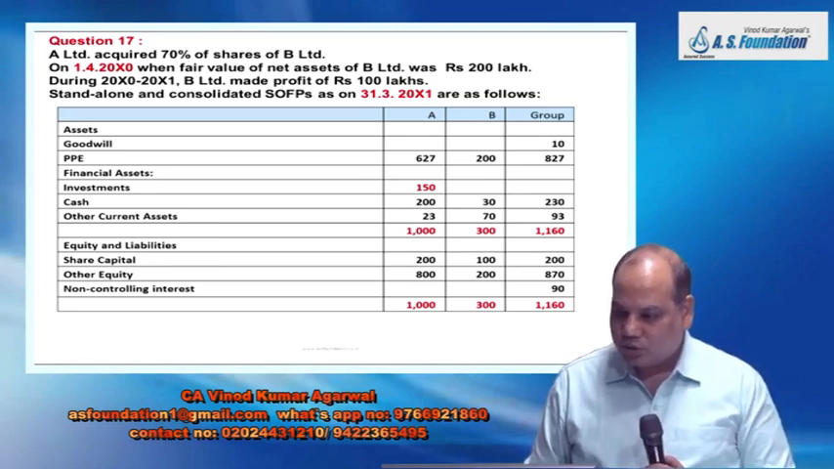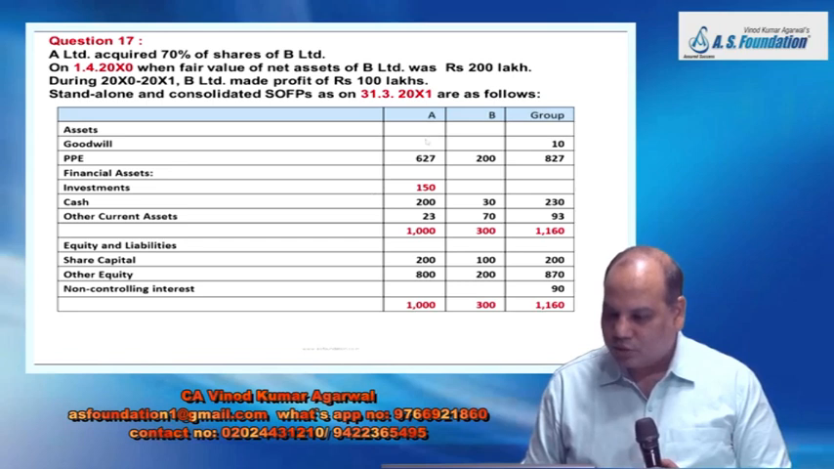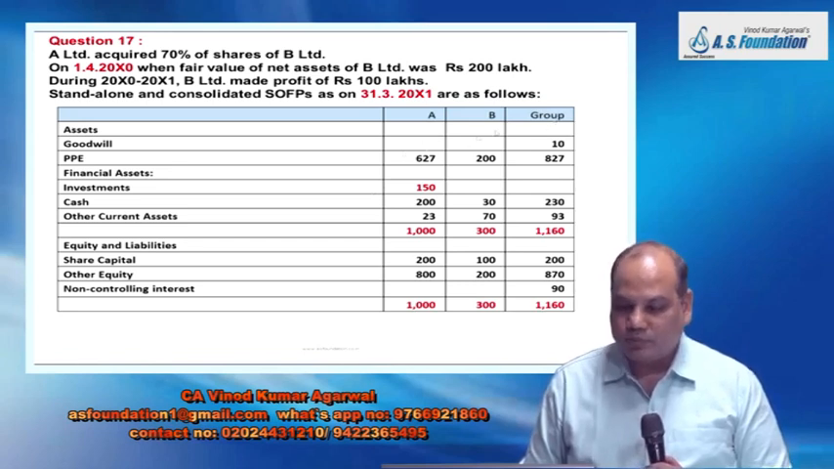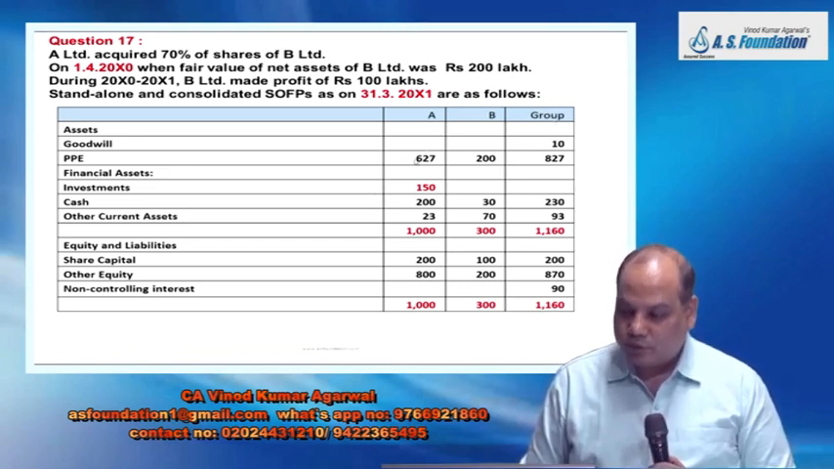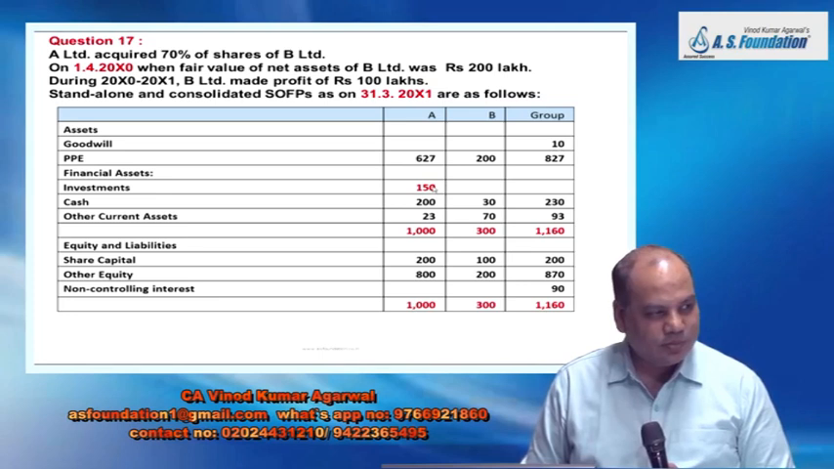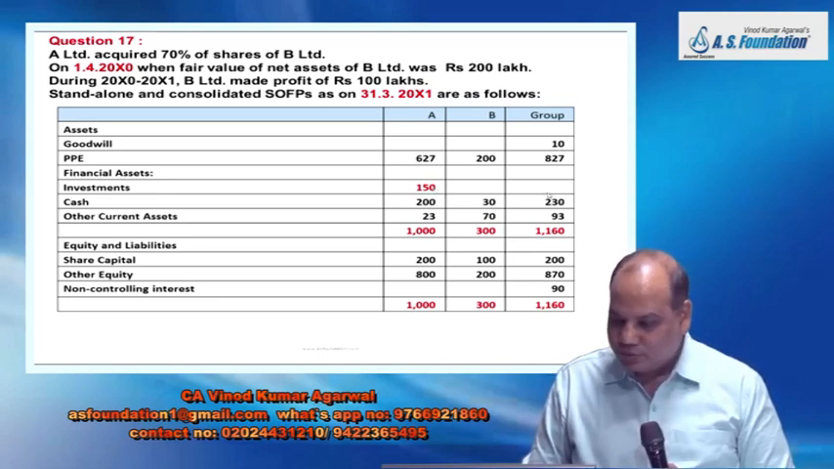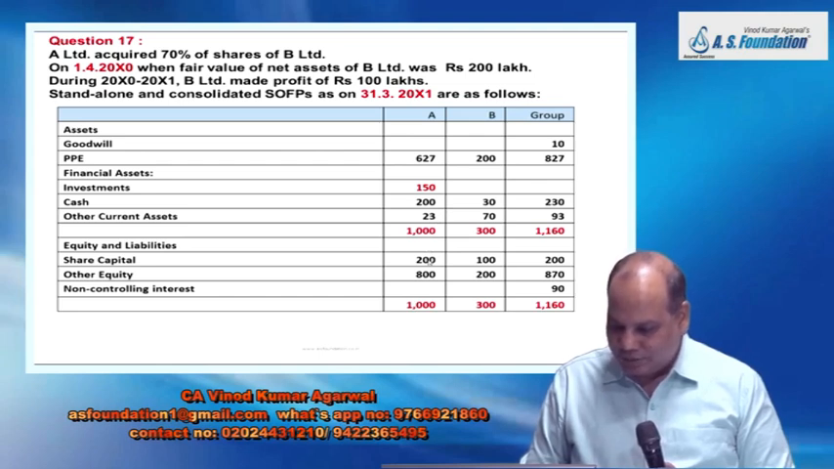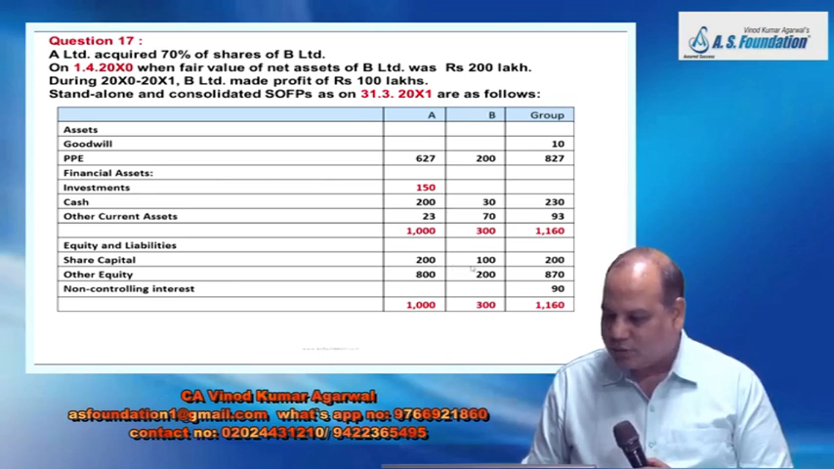Now this is the 20X1 balance sheet, standalone, A, B and group. Goodwill 10 will appear only in the group column. Then PPE, investment, it will appear only in standalone, but it won't appear in group. Cash, other assets, equity. If you see equity share capital, only 200 is appearing in the total. Don't try to take this total.